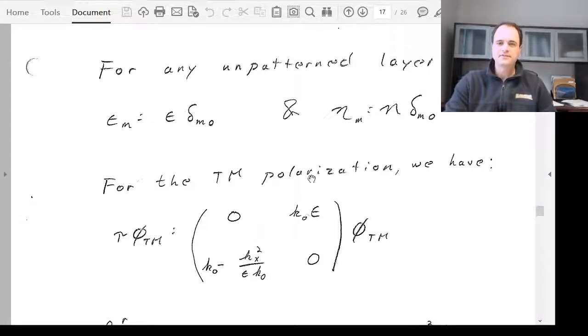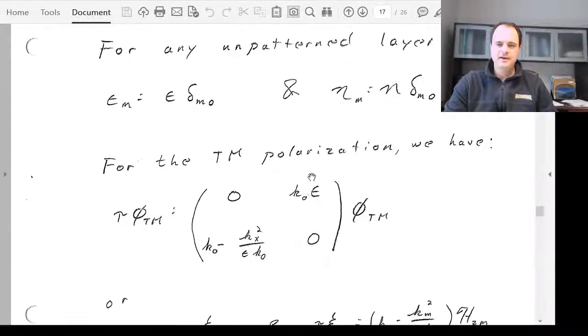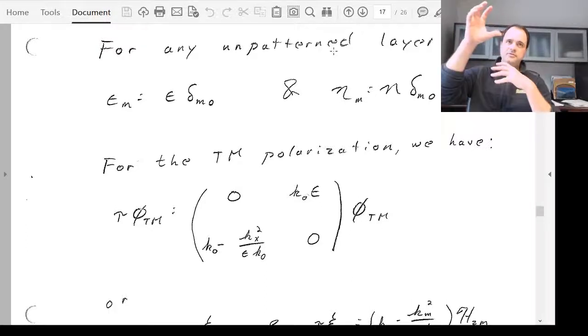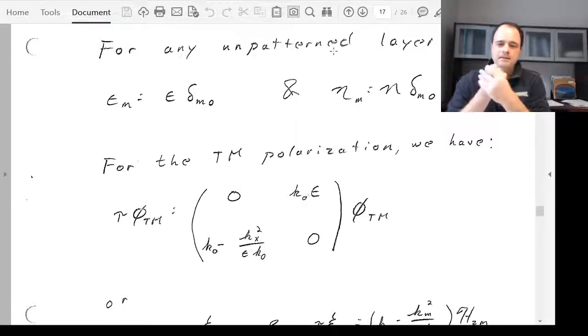Let's look for a second at unpatterned layers. If we have an unpatterned layer, then the only Fourier component of epsilon we have is a zeroth component, and the rest are zero, but not the zero component. The zero component for an unpatterned layer, meaning maybe for the superstrate and substrate. We only get a zero, n is equal to 0 component.